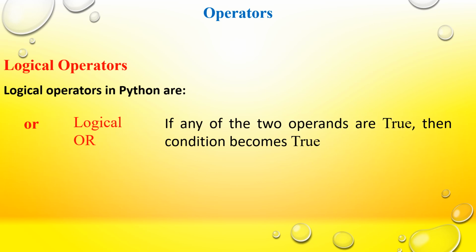The second operator is OR, called the logical OR. If any of the two operands are true, then the condition becomes true. That means on either side of the operator, if any of the operands is true, then the condition becomes true. If it is true false, it will be true. If it is true true, then it will be true. If it is false true, then it will be true. If both are false, then it will be false.